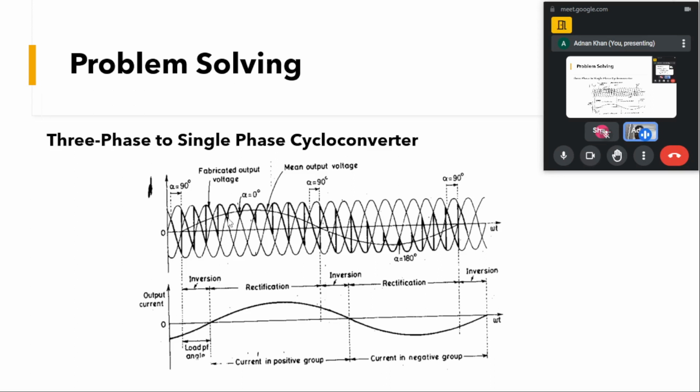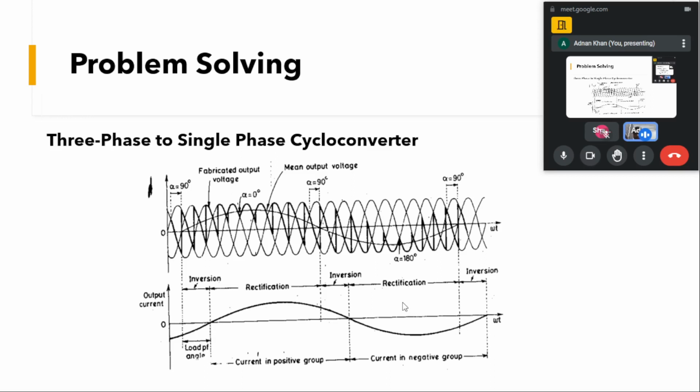If you take the mean of it, it will have a fundamental of some other frequency than that of the input, because we are doing an AC to AC conversion, and at the output we will have a lower frequency. The mean output voltage is a sort of sinusoidal wave. This is our voltage, and at the output we will have some output current flowing through the load.